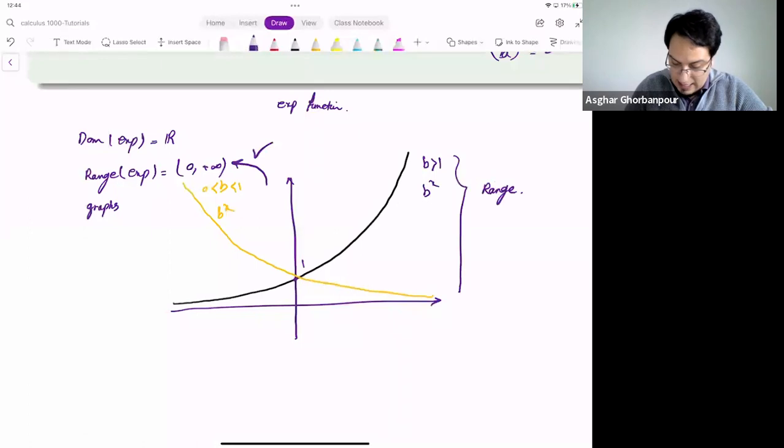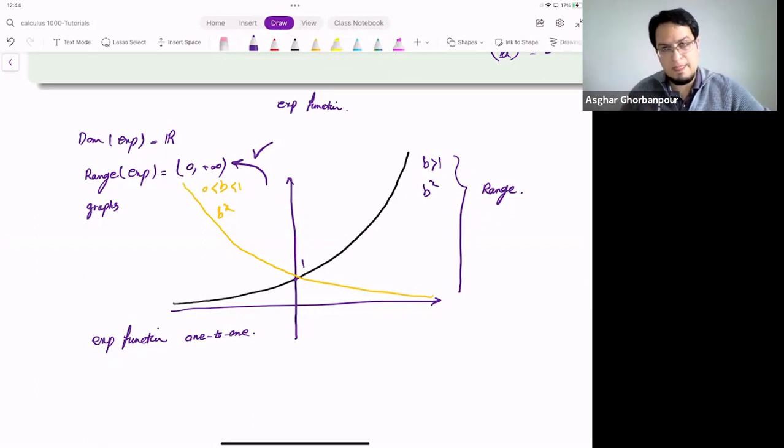The other thing is that the exponential function, no matter what b you take, b bigger than 1 or between 0 and 1, is going to be 1 to 1. In other words, any horizontal line intersects the graph of an exponential function only once. And that's a good thing, because we just learned last session that if something is 1 to 1, we have to be able to find its inverse. The inverse of the exponential function is the second part of our tutorial today: logarithmic functions.